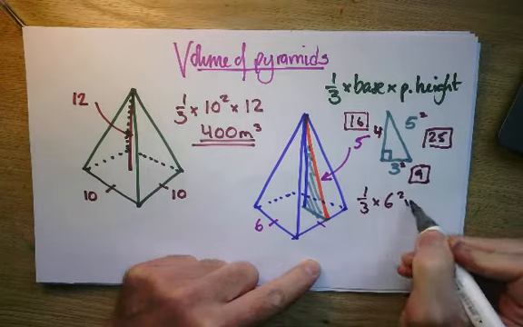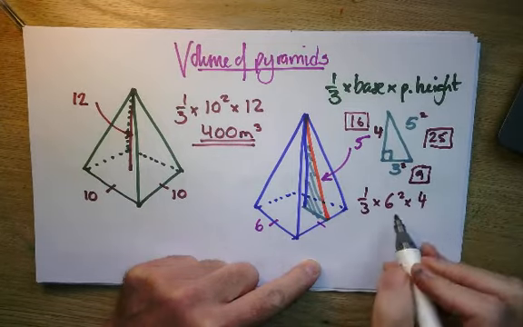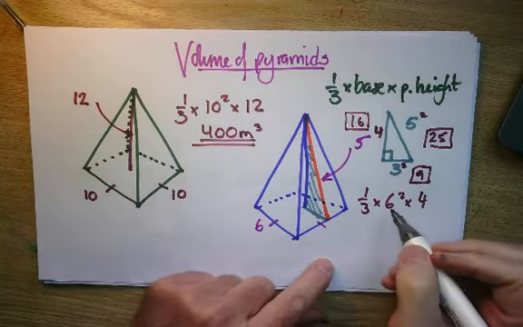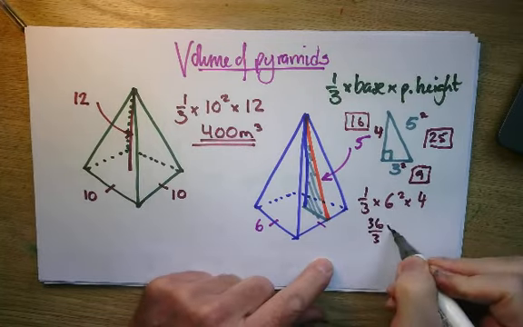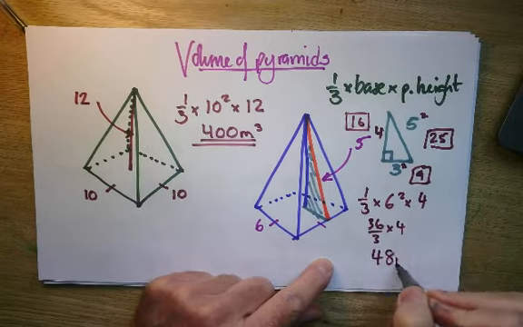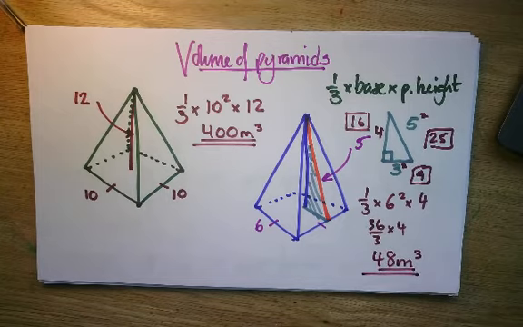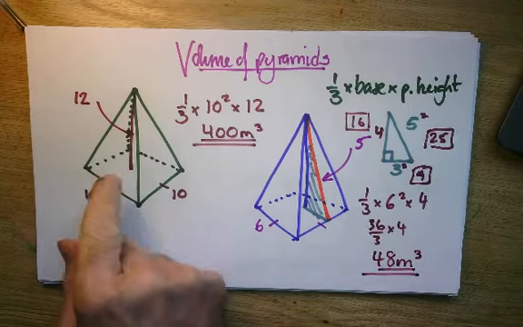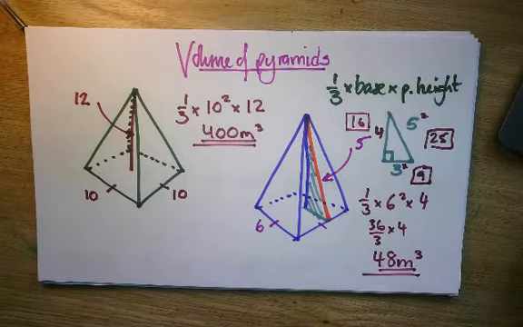So now I just fill in my formula. A third times the base times my perpendicular height, 4. Now obviously this is a bit more complicated. 6 squared is 36. So a third of 36 is 12. 12 fours are 48. And that's how you work out the volume of a pyramid, either given the perpendicular height or if you've got the slant height and what you need to do. Hopefully this has helped.